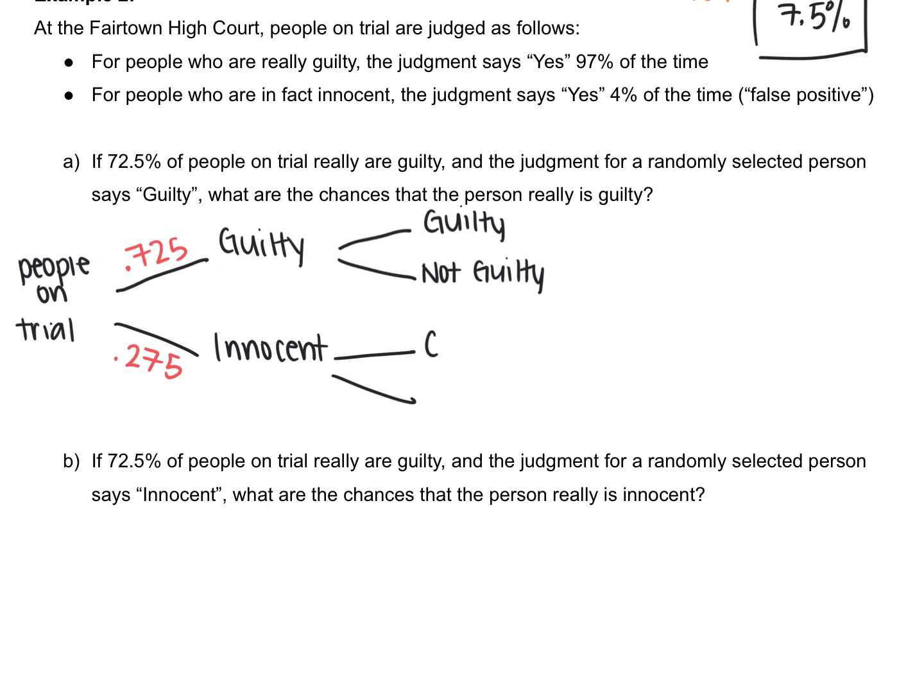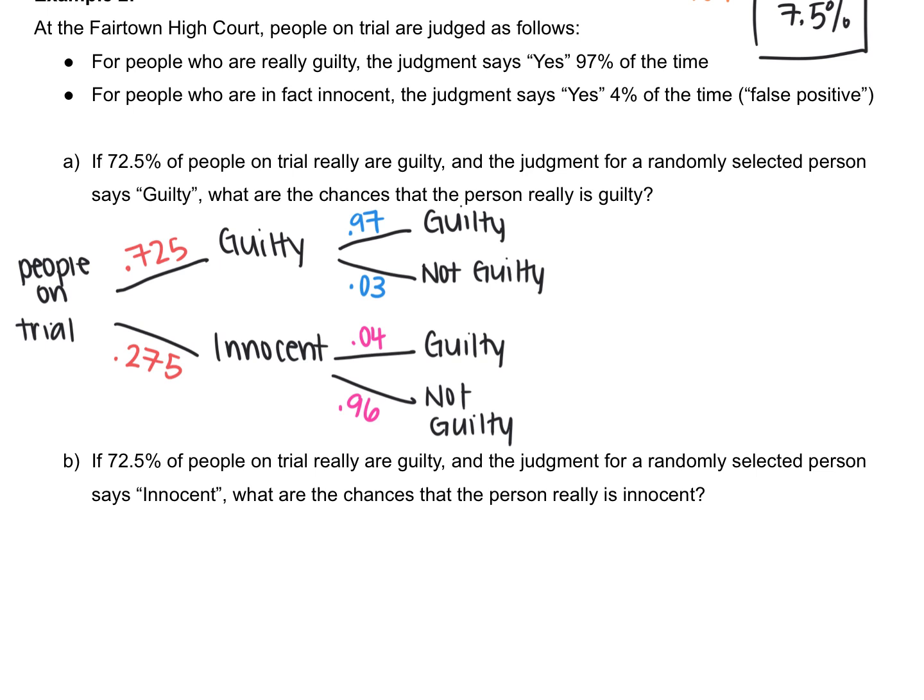It's the same way down here. So guilty and not guilty. And we know from above that people who are really guilty, you are found guilty 97% of the time. So that's 0.97, which means they're found not guilty 3% of the time. And then for our false positives, so people who are innocent but found guilty 4% of the time, so 0.04, which means innocent people are found not guilty 0.96.